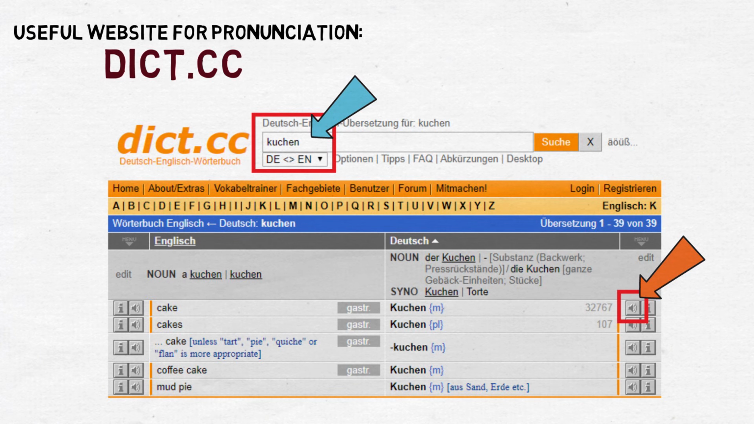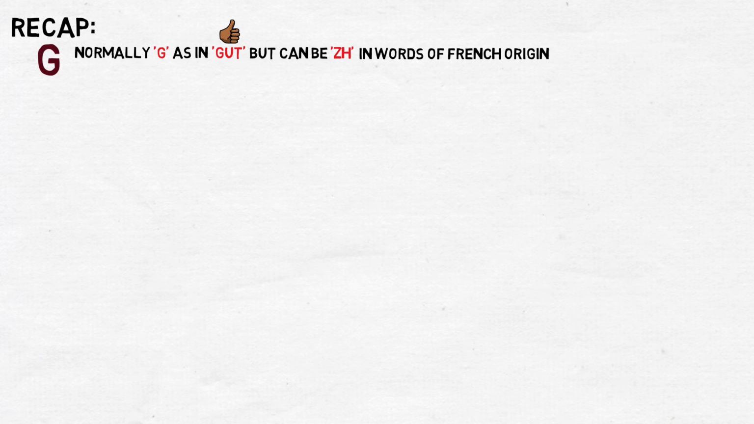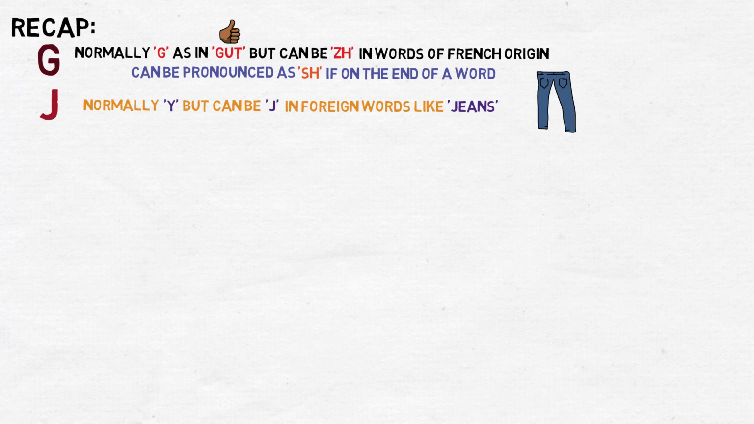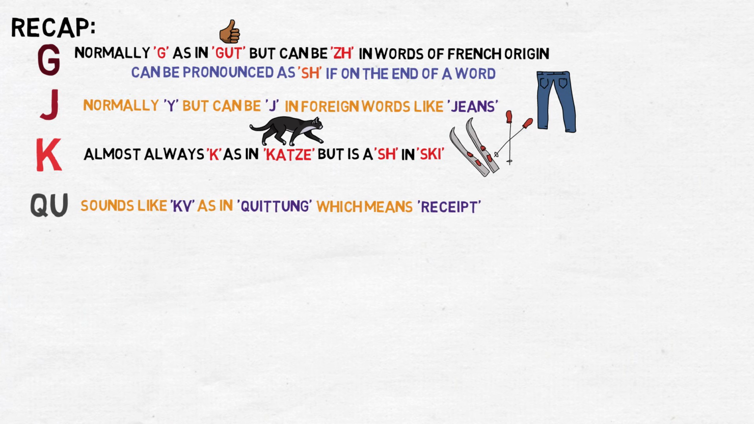Kuchen. So, to recap. G sounds like G in most cases, but J in French-sounding words. G on the end of a word can be ch. J sounds like a Y unless it's in a foreign word like jeans. K is always a K sound apart from in ski. Q and U sound like kv, like Quittung, meaning receipt.